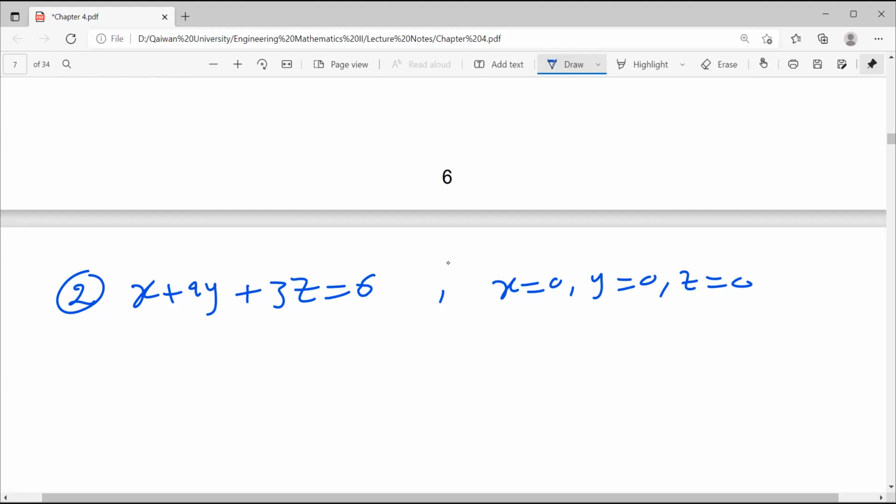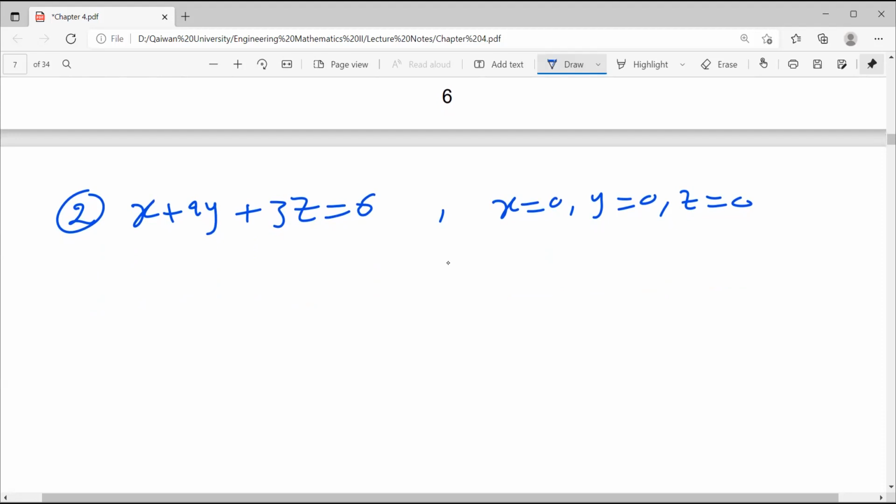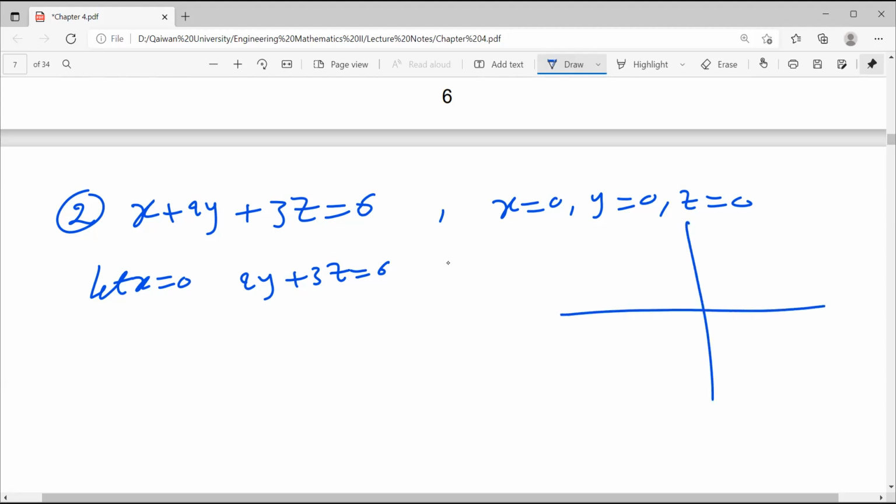we put each variable to be 0 in each case. I mean, each time we let a variable to be 0. We say let x to be 0. What we get? Here we get 2y plus 3z equals 6. It's a linear equation. So the graph of this linear equation, this is y, that's z. It's only a line.